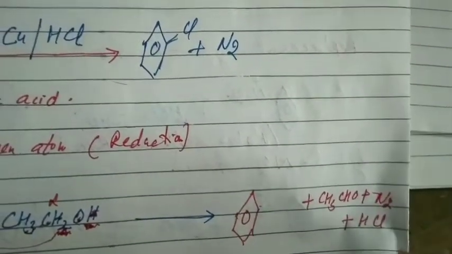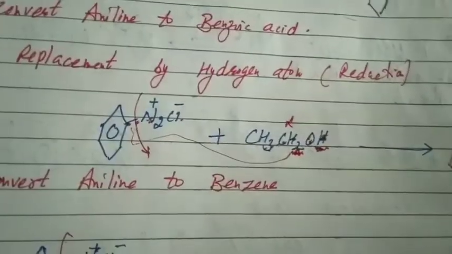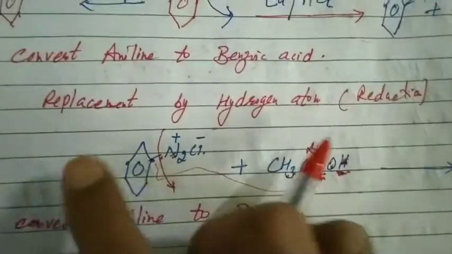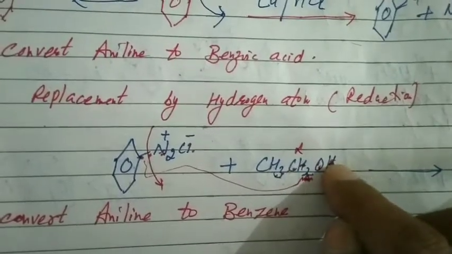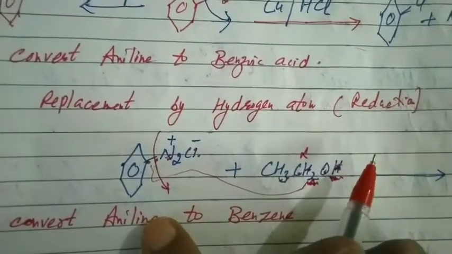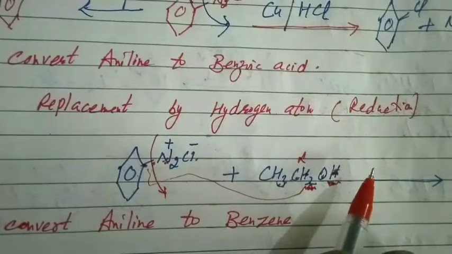That is the chemical reaction. Convert aniline to benzene. You will easily do it. Aniline, at first diazotization and then ethyl alcohol. This is also called deamination because we remove the NH2 group from aniline.